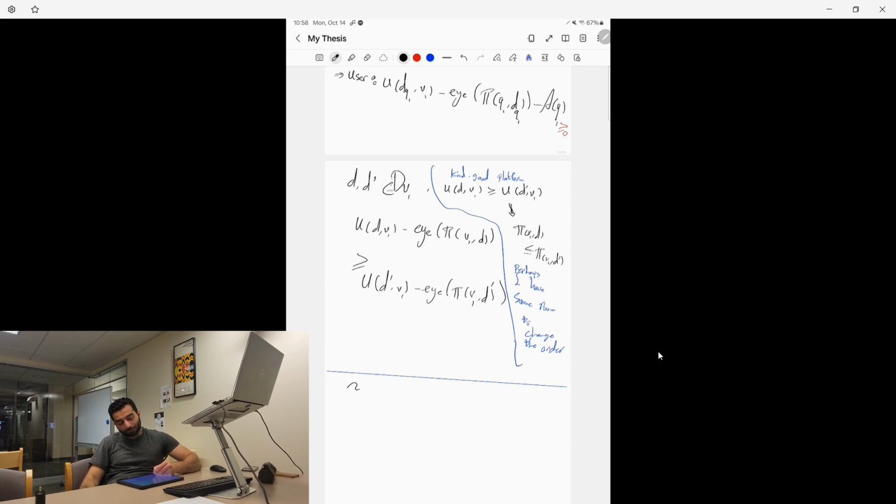So one thing for sure we have is that pi of q, d is always greater than pi of v, d for any item, for each d in D_v and v in Q. That is for sure.